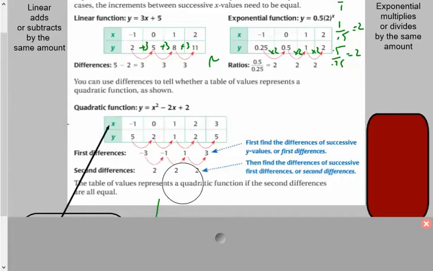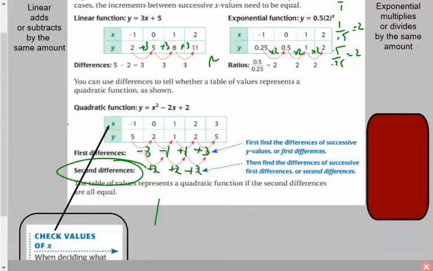I'm going to start this over. Okay, so from 5 to 2 it goes down 3, from 2 to 1 goes down 1, from 1 to 2 goes up 1, from 2 to 3 goes up 3. None of those numbers are the same. So what we look at is the second differences, and that's what tells you it's a quadratic. So from -3 to -1 goes up 2, from -1 to 1 goes up 2, from 1 to 3 it goes up 2. The second differences are all going to be the same value.